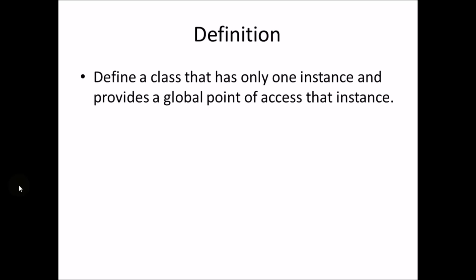So what's the definition? Define a class that has only one instance and provide a global point of access to that instance. Okay, so it's pretty straightforward. You will be defining a class which will have only one instance of that class itself. So basically you are imposing the restriction that this particular object should have a single existence in the whole program. That's what we want to achieve with this Singleton design pattern. So we'll see how it will be done.